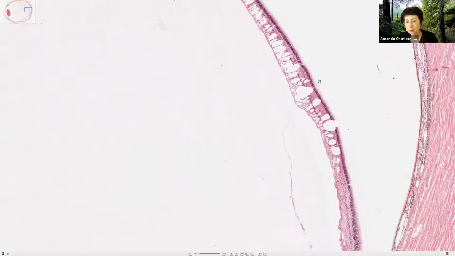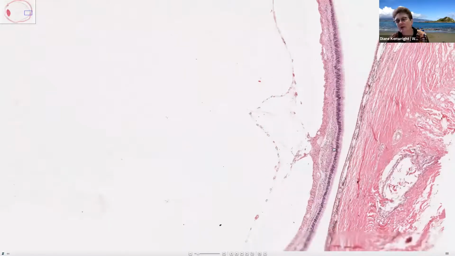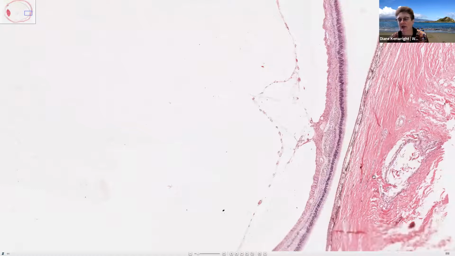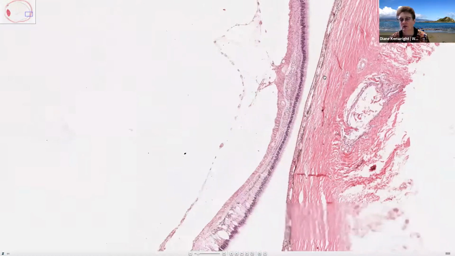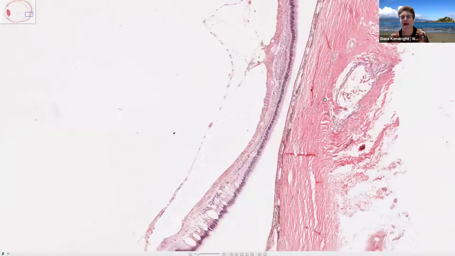In the ERM over the macula, can you tell that's the macula because of the ERM, or how else? Yeah, the nuclear layers are quite thick here, and plus it's right next to the optic nerve. Okay, so I would say yes, it was over the macula.